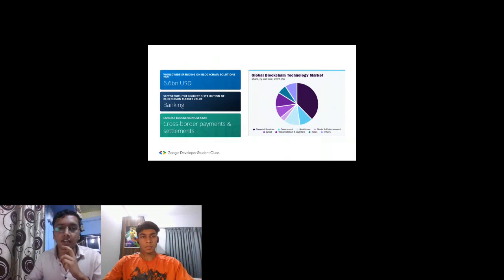So let's see some statistics. Worldwide spending on blockchain solutions in 2021 was $6 billion. Distribution of blockchain market value: banking is using blockchain. The largest blockchain use case is cross-border payments and settlements.